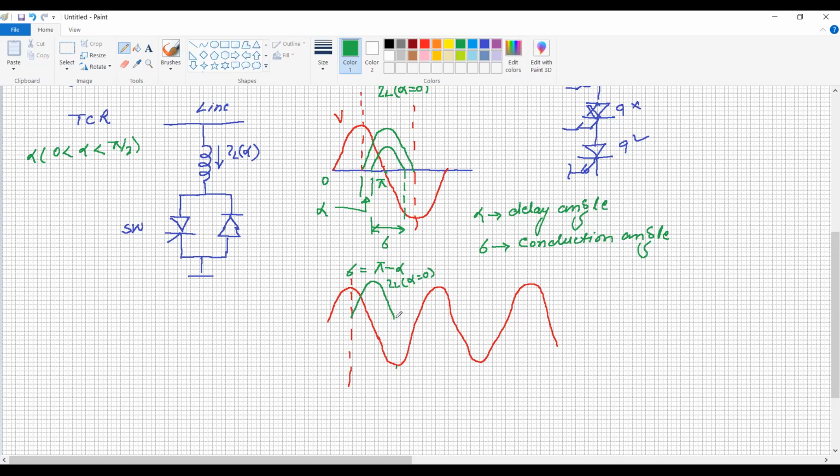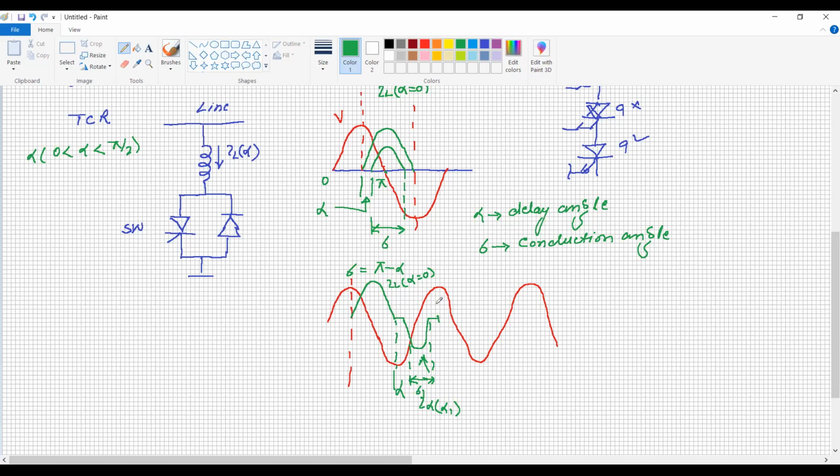In the next one, we have delayed by some value. So there the conduction angle decreases. So here the firing angle alpha, this current we can represent as I alpha, with the delay angle being some value alpha 1. Okay. So this will be the conduction angle 1.